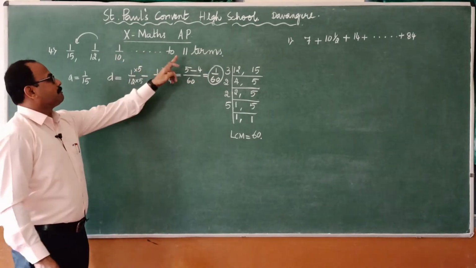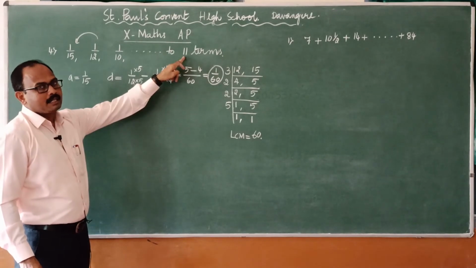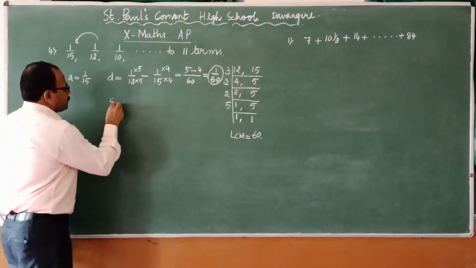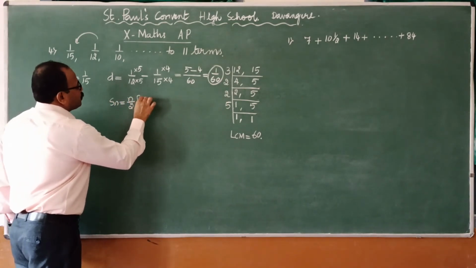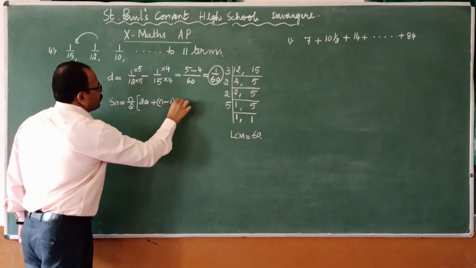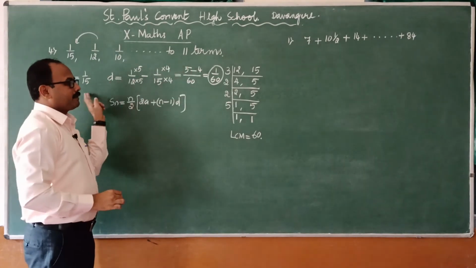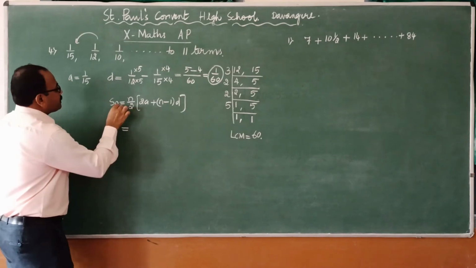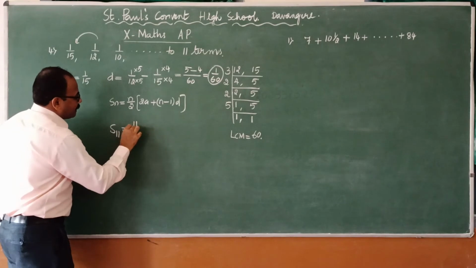Then find the sum up to 11 terms. n is 11, children. Yes, 11 we need to calculate. Therefore, Sn is equal to n by 2 into 2a plus (n minus 1) into d. The other things you can write, children: n is equal to 11, S11 is equal to question mark. Then the substitution part: n is 11. This is 11 by 2.